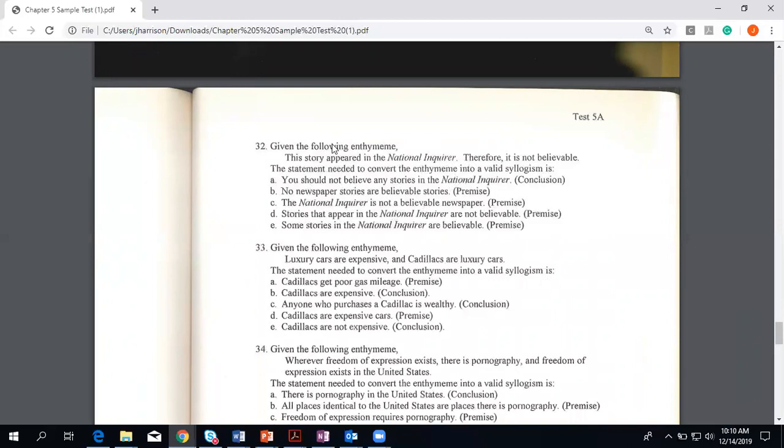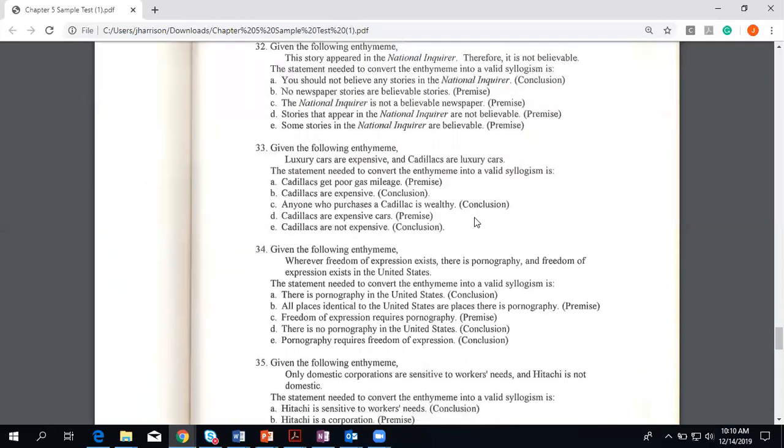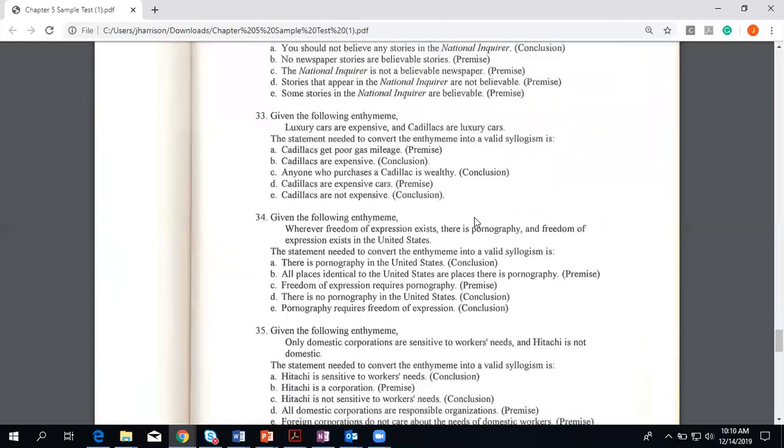Missing premise would be something like, all of the stories that appear in the National Enquirer are not believable. Stories that appear in the National Enquirer are not believable. D. So D is the missing premise. And we'll do one more.